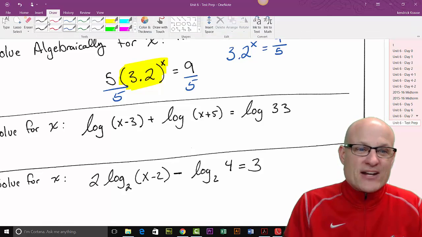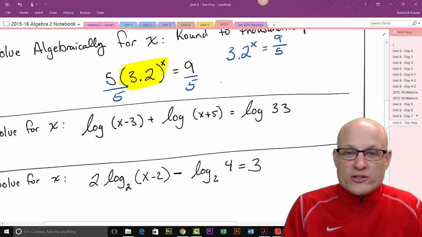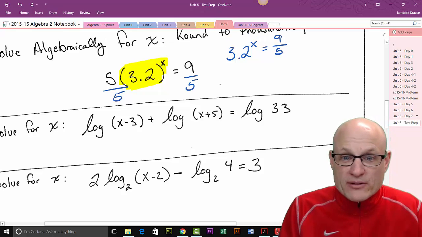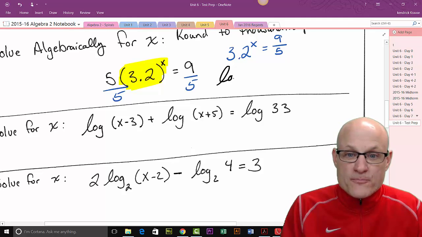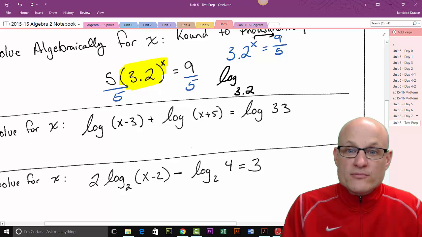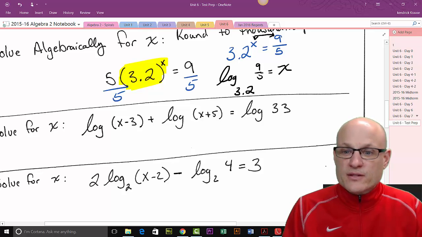Now that I have it in exponential form, I can convert it to log form. It's all about that base. So I'm going to change it to log. Base goes down here, 3.2, make sure it's at the bottom. And then these two things switch. Of 9/5 is equal to x.